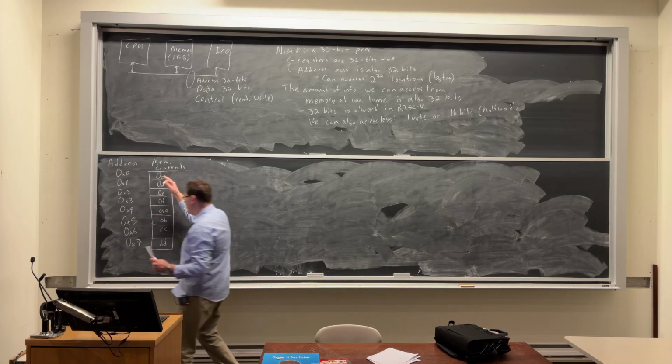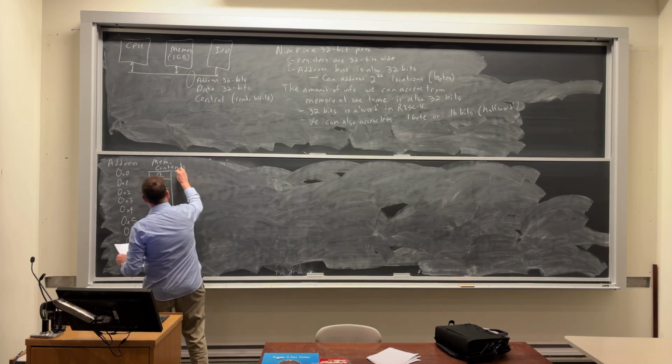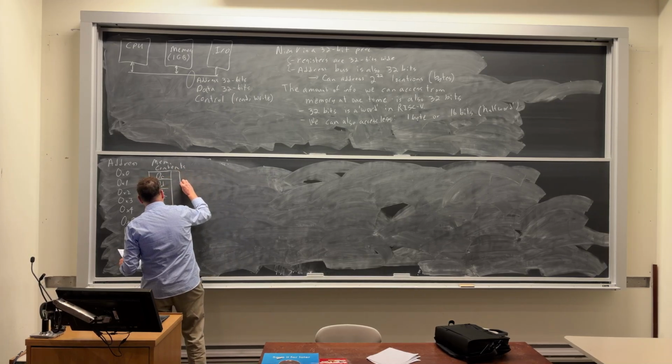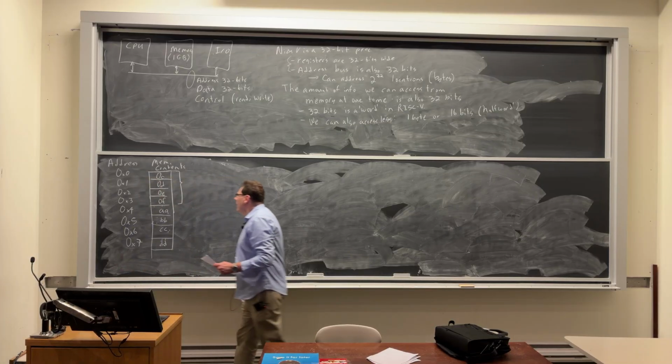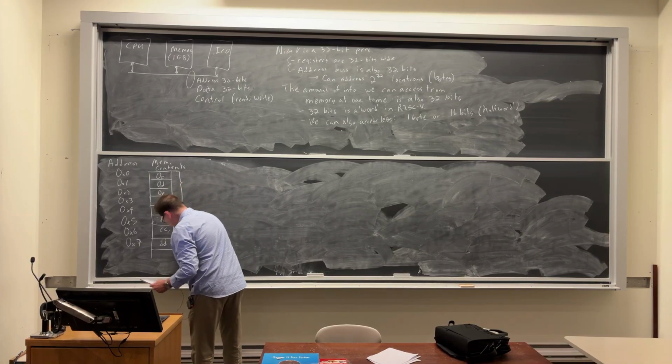Okay, so I've got all that memory. Every byte, every 8 bits has an address. But I can also ask for entire words. So a word is 32 bits. So this is a word. This is another word. Okay.